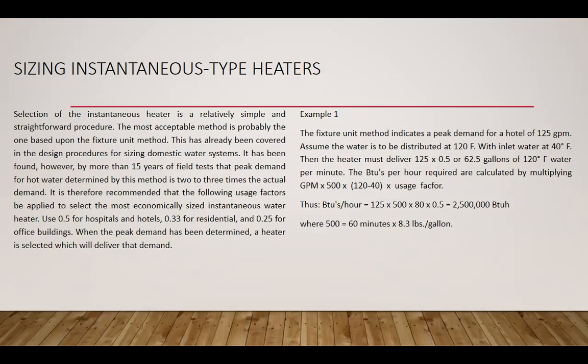The BTUs per hour required are calculated by multiplying GPM by 500 by 120 minus 40 times the usage factor. So thus, BTU per hour is 125 times 500 times 80 times 0.5 is equal to 2,500,000 BTU per hour, where 500 is 60 times 8.3 or 8.333. So ito yung capacity mo ng water heater mo instantaneous time.